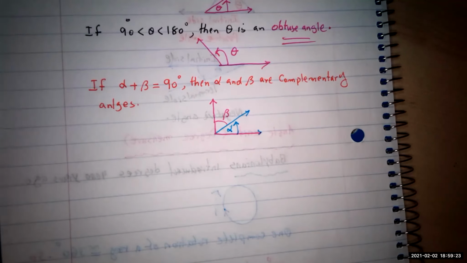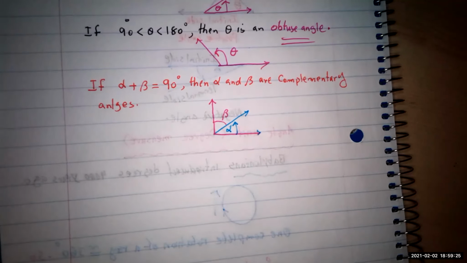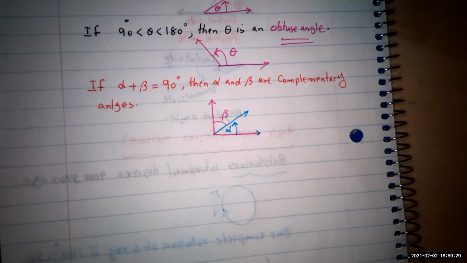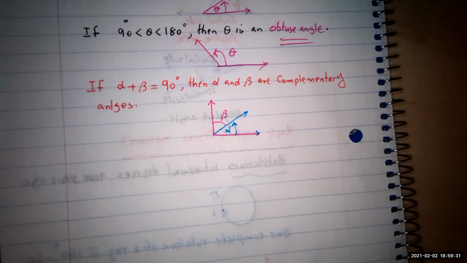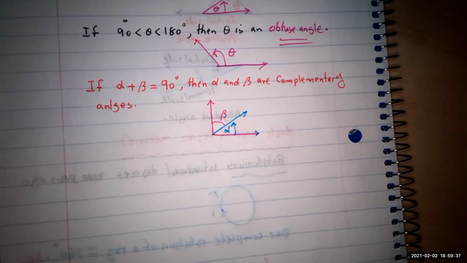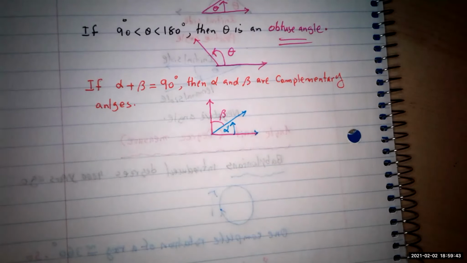So for example, if one of them is 30 degrees, the complement of the 30 degrees would be 60 degrees, because the 30 and 60 would be 90. Okay, if one of them is 20 degrees, the complement of the 20 degrees would be 70 degrees, because 20 and 70 would be 90. Okay, any question?